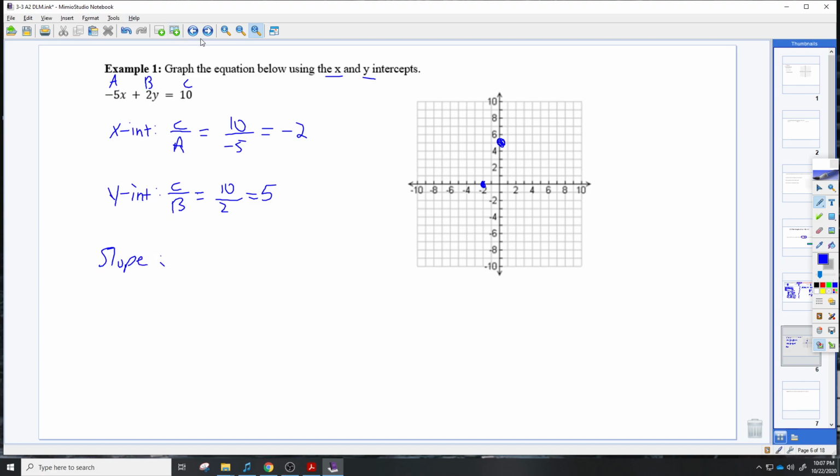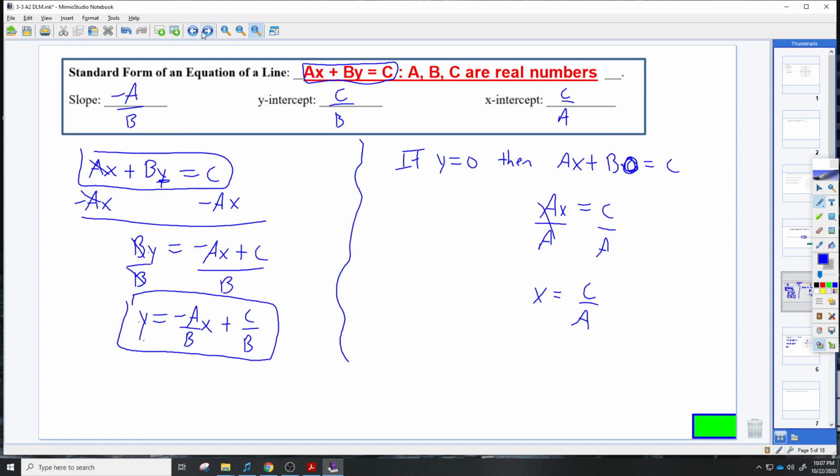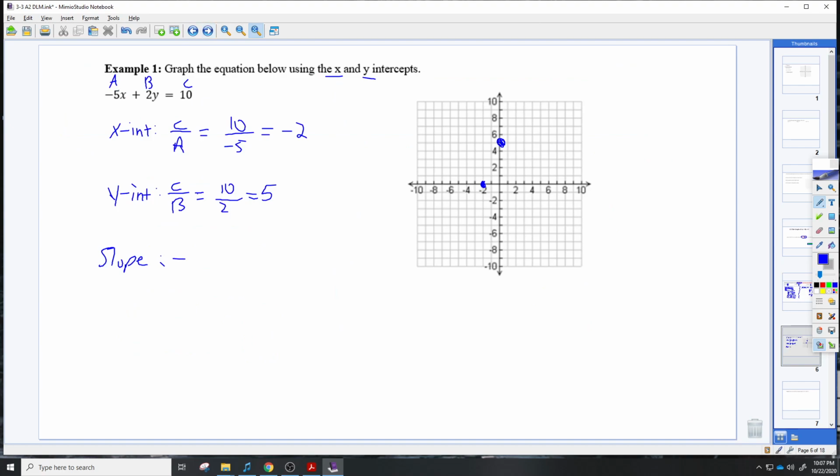If you remember what the slope was, go back again. -a over b. So we have to include a negative sign. Negative, what's a? A is a -5. So we have a double negative all over 2. So it looks like we're going to have 5 over 2.